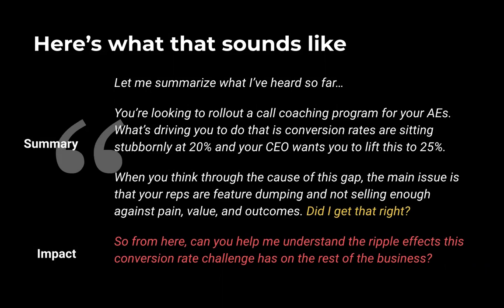So step 1, remember, is summarize. Step 2 is open impact. That is what this slide represents. So let me summarize what I've heard so far. You're looking to roll out a call coaching program for your AEs. And what's driving you to do that is conversion rates are sitting stubbornly at 20%, and your CEO wants to lift that to 25%. Now, when you think through the cause of this gap, the main issue is that your reps are feature dumping and not selling enough against pain, value, and outcomes. Did I get that right?